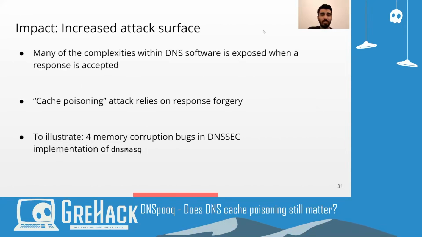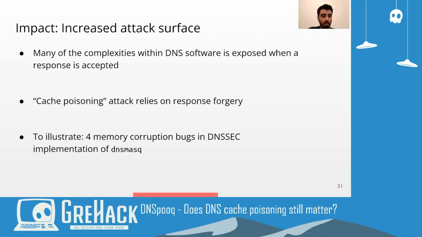Another interesting impact of cache poisoning attack is increased attack surface on the device running the vulnerable DNS software. DNS is a complex protocol, and many of the complexities within DNS software are exposed when a response is accepted. So many new code paths. And the attacker needs the response forgery that the cache poisoning attacks basically gives in order to execute this code.